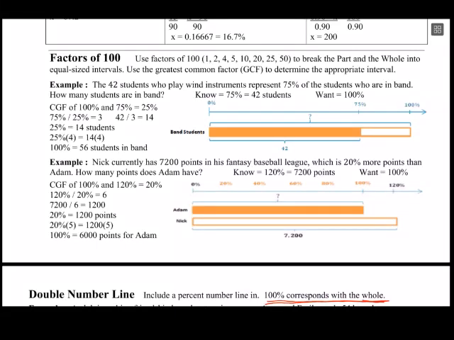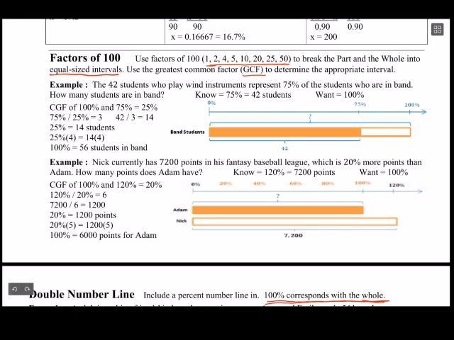This lesson is on calculating percents using factors of 100. Now, factors of 100 are useful in very specific circumstances. When you use factors of 100: 1, 2, 4, 5, 10, 20, 25, 50, these are the ones that we can use. We break the part and the whole into equal-sized intervals. And then we use our greatest common factor to determine the appropriate interval.